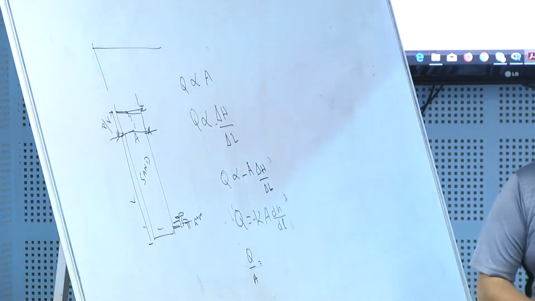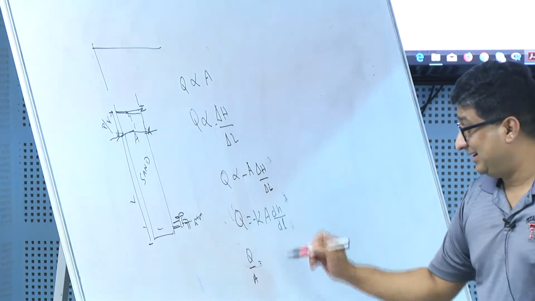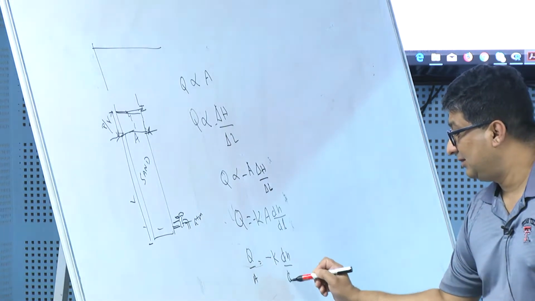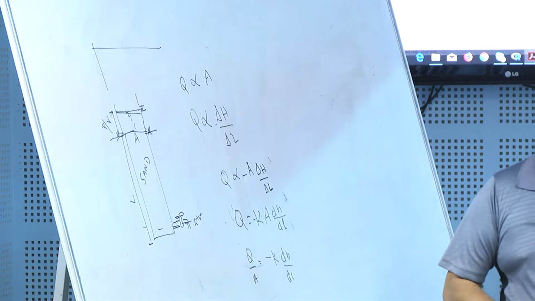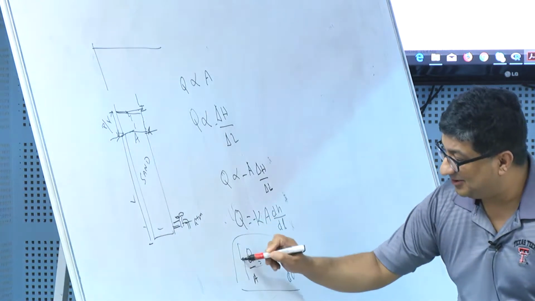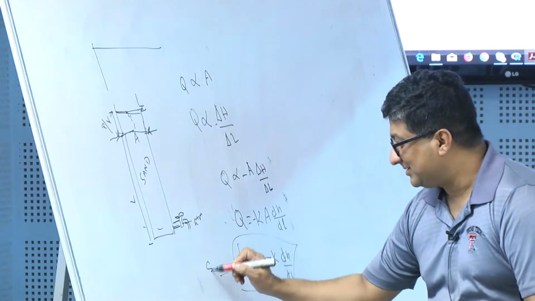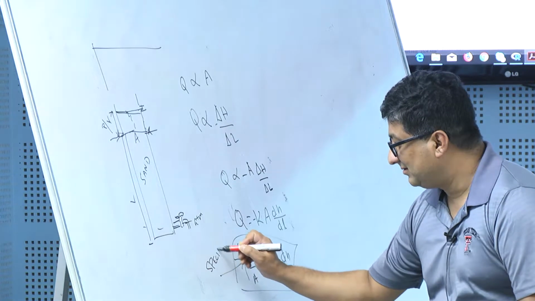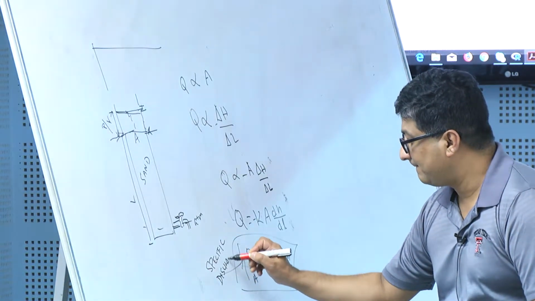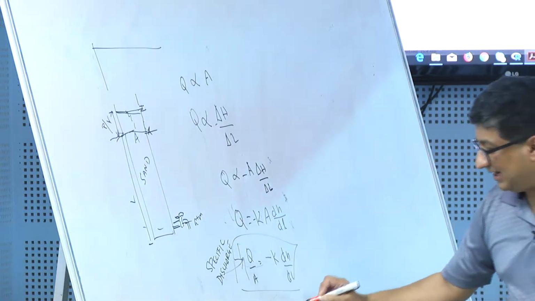Okay. And why is it? I'll just tell you why we shouldn't call this a velocity. Okay. So this Q over A is called what in groundwater hydrology? It's not called velocity. It's called specific discharge. Okay. And this K, what is this K?